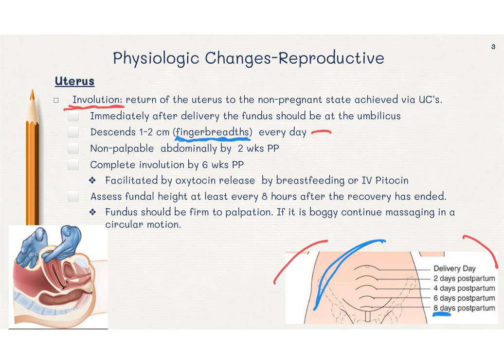So the contracting uterus is what facilitates the involution. You can expect your patient to be on some kind of Pitocin in the recovery period of this. It's really important that we assess fundal height certainly as soon as we receive our patient into the postpartum unit, of course.